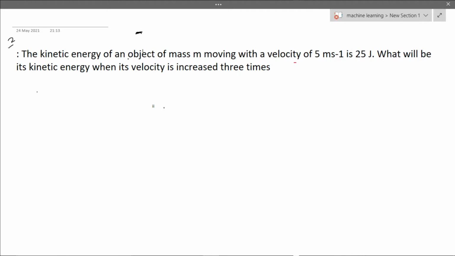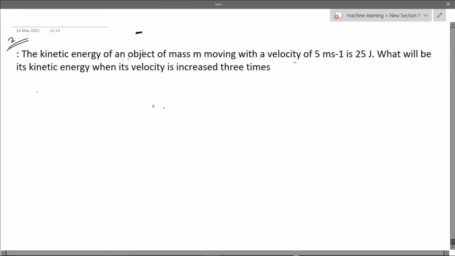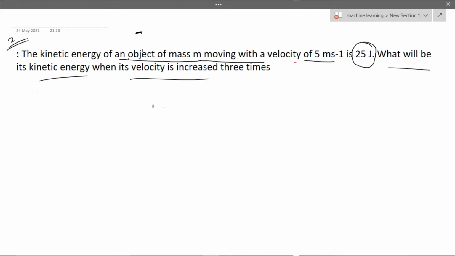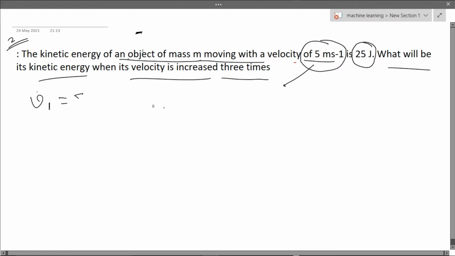Move on to the next question. The kinetic energy of an object of mass m moving with a velocity of 5 meter per second is 25 joule. What will be its kinetic energy when the velocity is increased 3 times? Now the velocity v1 is equal to 5 meter per second. When it is increased by 3 times, the velocity is 15 meter per second.